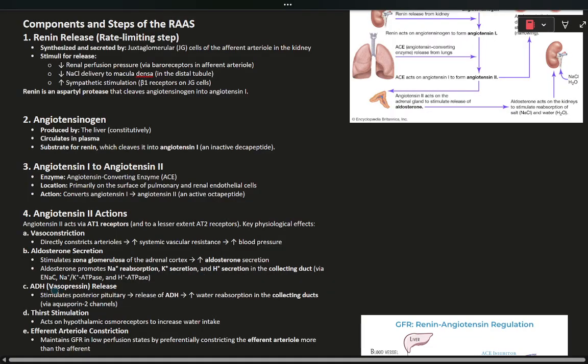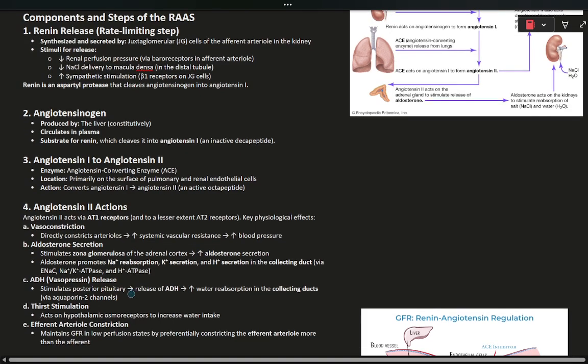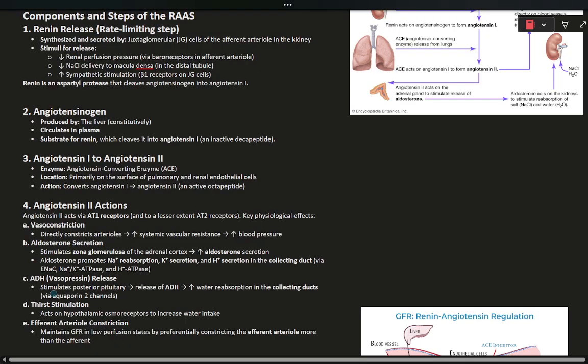And so angiotensin 2, interestingly, also stimulates antidiuretic hormone release via the vasopressin. So there is stimulation of the posterior pituitary gland, and that's going to lead to the release of antidiuretic hormone, which then leads to increased water reabsorption in the collecting ducts. And this will occur through the presence of aquaporin 2 channels.